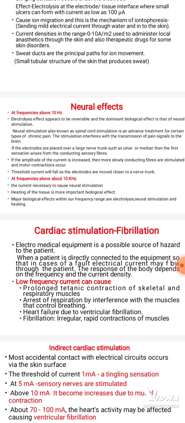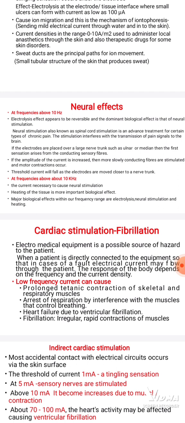Then if the electrodes are placed over a large nerve trunk such as the ulnar or median, the first sensation arises from the conducting sensory fibers. Conducting sensory fibers consist of a bundle of fibers where the sensation occurs when an electrode is placed over a nerve trunk. If the amplitude of the current is increased, these slowly conducting fibers will be stimulated, then motor contraction occurs. Motor contraction means muscle contraction.